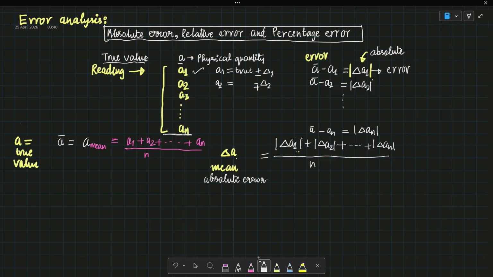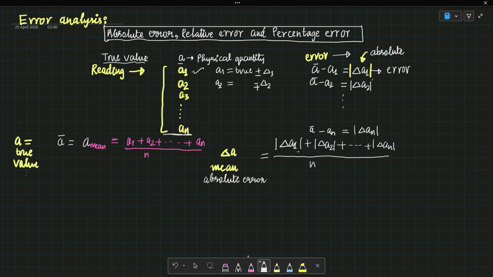So what are we saying? We have calculated the mean value or true value. We have calculated error, not ordinary error, this is absolute error, and we have calculated the mean of this, and this mean value is called mean absolute error. This will be positive, we know that because these quantities are all positive. So now we know that this is the true value, and this is called mean absolute error.